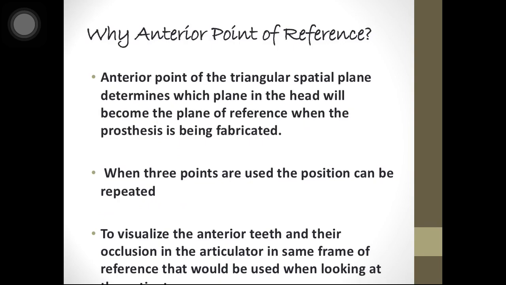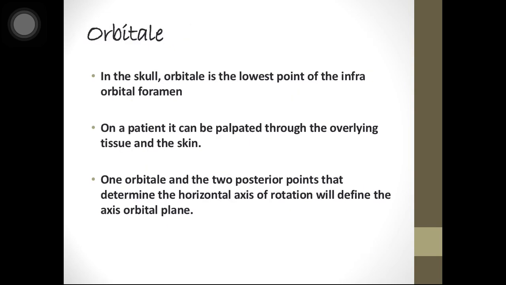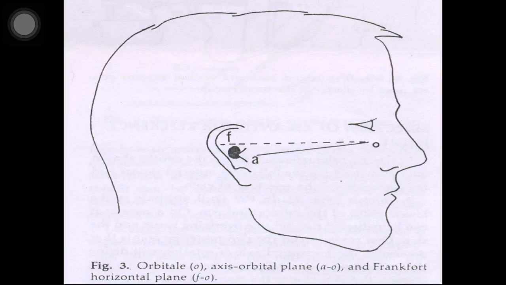This is basically to repeat, or you can say to stabilize the device, to visualize the anterior teeth and their occlusion in the articulator in the same frame of reference that would be used when looking at the patient. The anterior point can be orbitale, the lowest point of the infraorbital foramen. On the patient, it can be palpated through the overlying tissue and the skin. Orbitale and the 2 posterior points that determine the horizontal axis of rotation will define the axis-orbital plane.